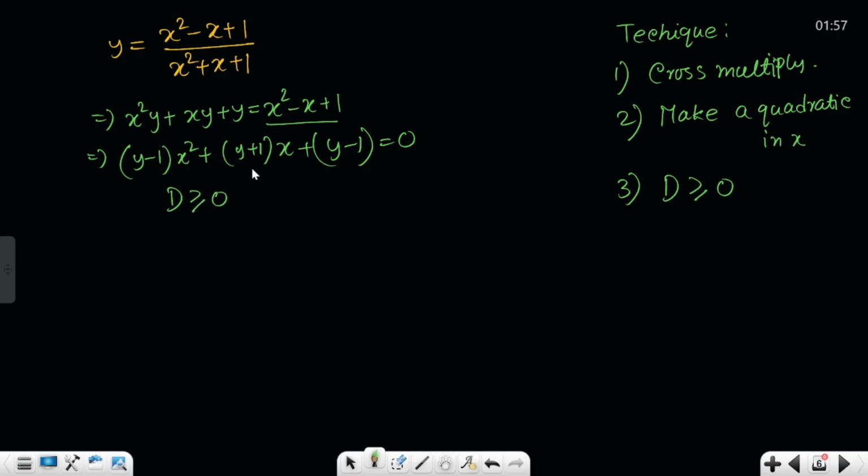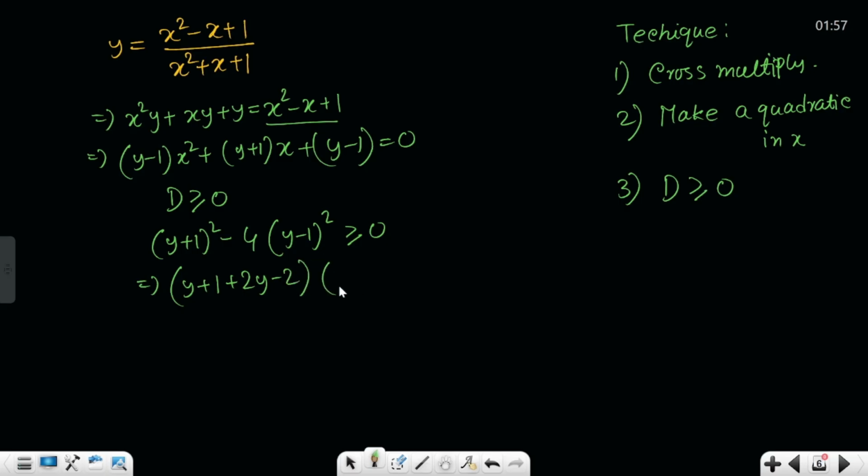So what is the discriminant of it? We will get y plus 1 whole square minus 4 into ac, so this is y minus 1 whole square, and this is greater than or equal to 0. Clear? Now simply solve the inequality. Here you will get y plus 1 plus 2y minus 2, into y plus 1 minus 2y plus 2. I did it by the a square minus b square formula, because this is 2 into y minus 1 whole square, and this is greater than or equal to 0.